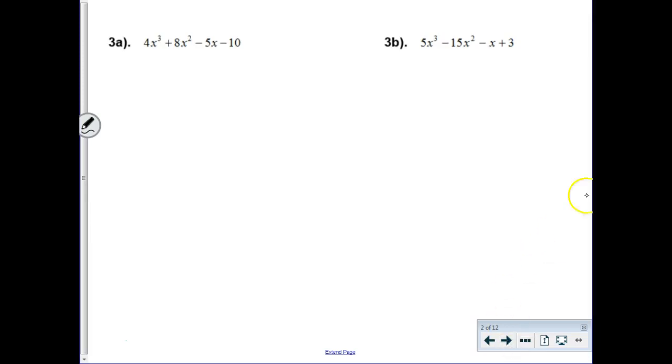Alright, let's take a look at number 3. There's no common term for the entire problem, but I do notice we have 4 terms, which means we're going to factor by grouping.